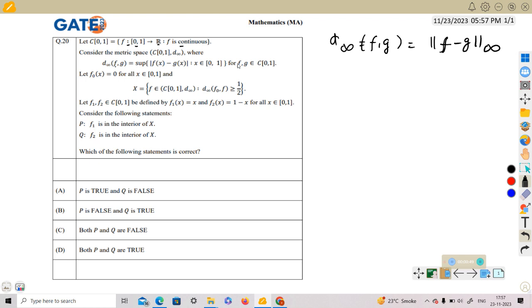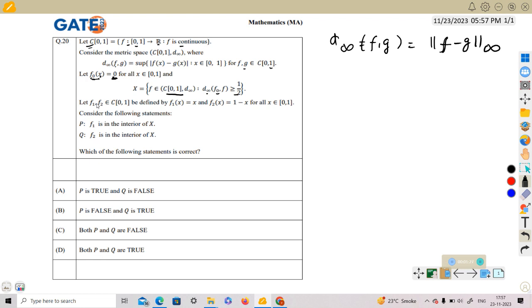So f, g belong to C[0,1]. Let f0(x) be the zero function. f0 is a function whose value at any point x is 0 for all x belonging to [0,1]. And let X be the set of those f belonging to C[0,1] such that d_infinity(f0, f) is greater than or equal to 1/2. This is our X.